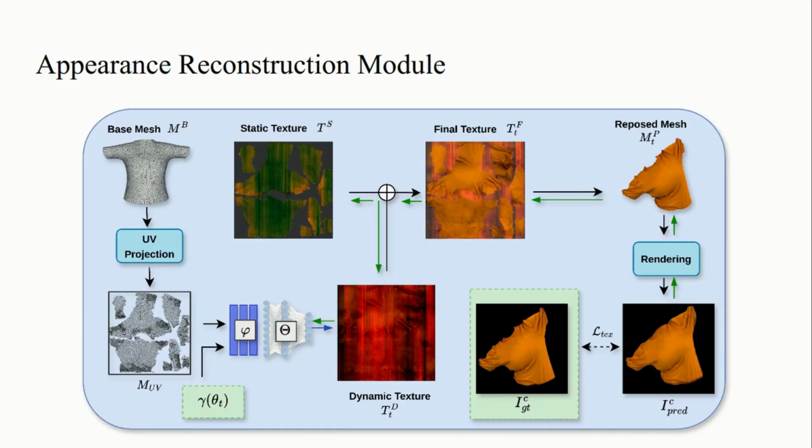This decomposition is crucial. It prevents the network from baking a temporary shadow into the permanent texture, which is a classical problem in this field.